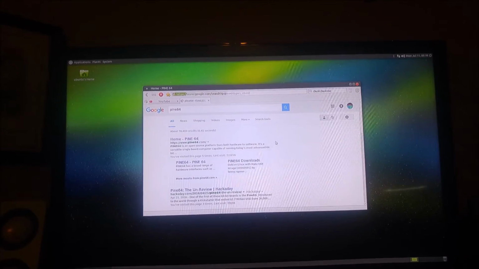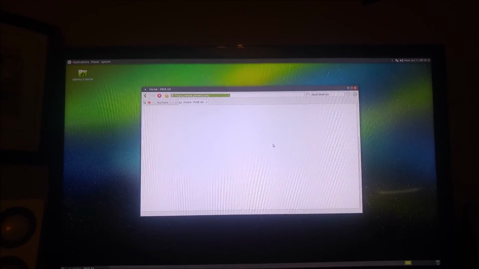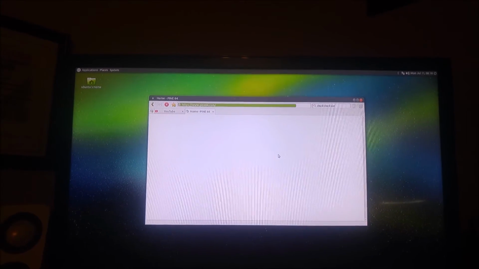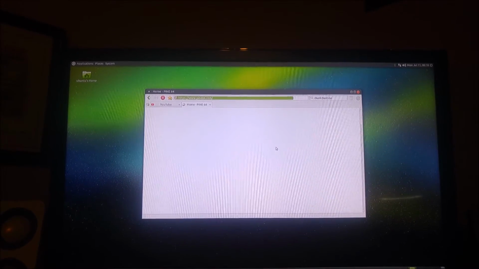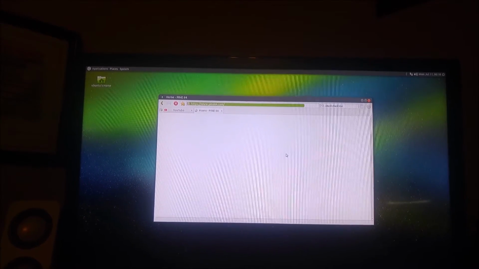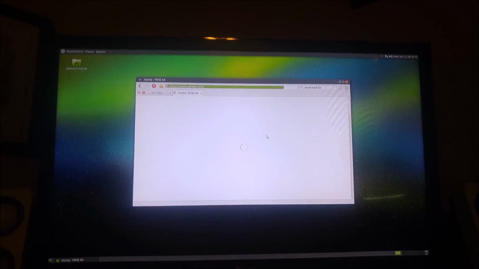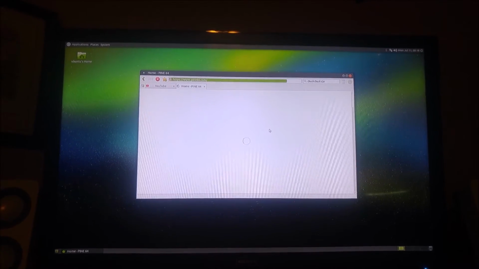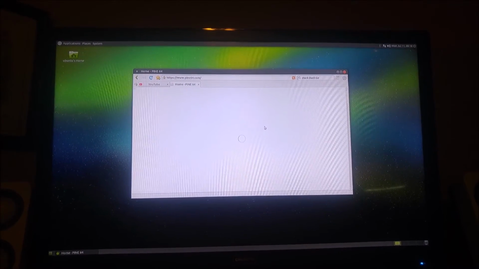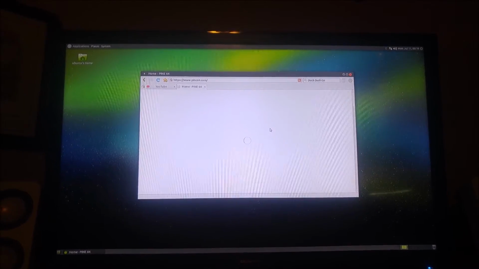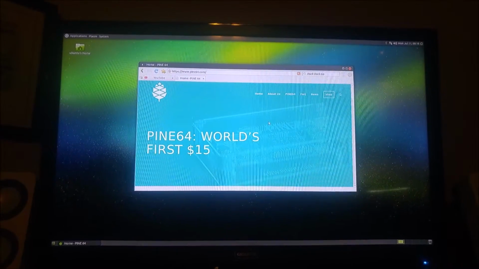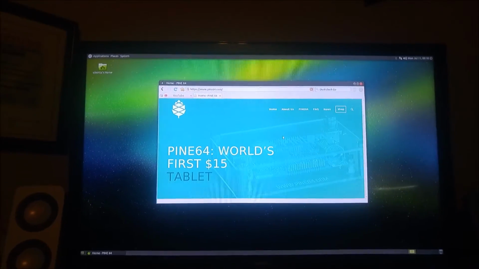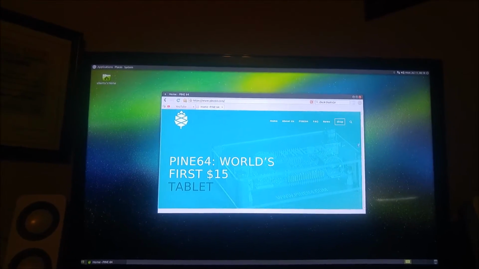Both of these are hooked up to an Ethernet cable to the same switch on my network, so they should have the same speed available. Anyway, you can see how this half gig is pretty laggy. And honestly, Raspberry Pi 2 is faster than this. There you go. World's first $15. What are we? $15 what?